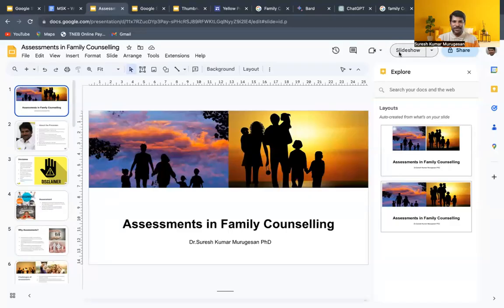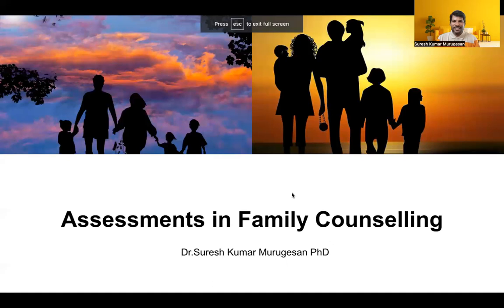It doesn't mean that it is limited only to these assessments, but these are the very commonly used ones. In addition, many more assessments can be used based on the requirement and the client inputs. In this presentation, I'm going to let you know the concepts regarding assessment, what family counseling is, the need for assessment in family counseling, and the challenges that could be faced in family counseling.